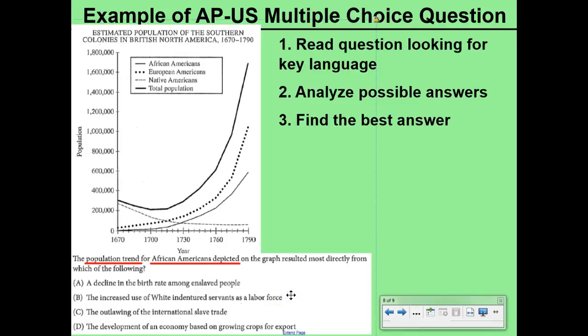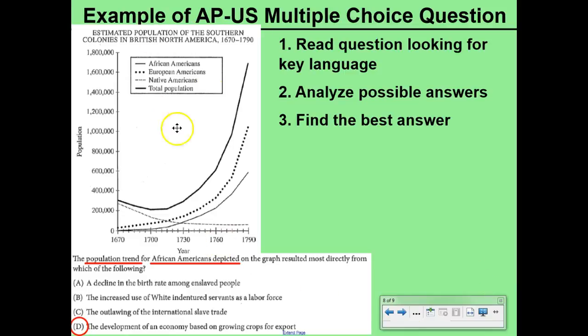The increased use of white indentured servants as a labor force. Well, we know from Bacon's Rebellion that indentured servants actually were not used very much during this time. Their numbers were going down. And also, we want to see what's making African American population go up. If they were using white indentures, the African American population would be going down. The outlawing of the international slave trade. Well, although that does happen later on, that's not going to account for why the slave population would be going up. So all we're left with is D, the development of an economy based on growing crops for export. And we need people to work those farms, those plantations, and stimulate that economy. So D is the answer that we're going for.